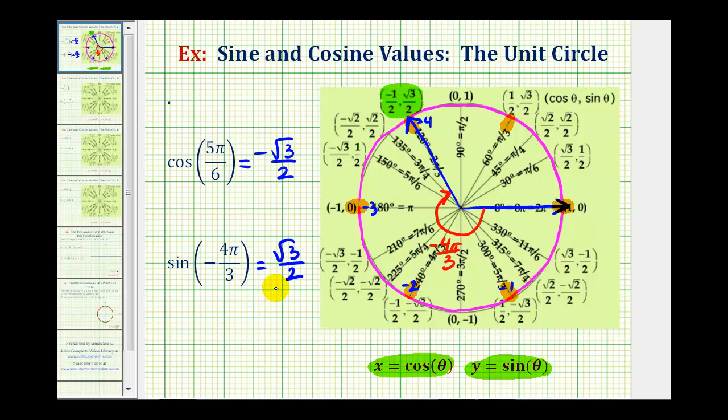So when first learning how to do this, I realized it can be challenging to find the terminal side of the angle, especially when the angle is not labeled on the unit circle. So we will take a look at some more examples in the next video.